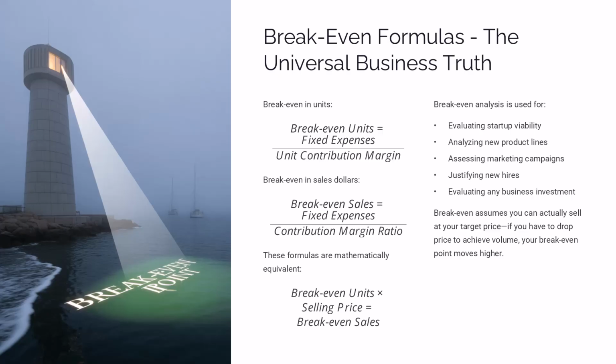The advanced application that consulting firms love is multi-product break-even using weighted average contribution margin, calculated as break-even equals fixed costs divided by weighted average CM, because real businesses sell multiple products, and you need to understand how product mix affects break-even, which is why McDonald's can break even selling low-margin burgers, because high-margin fries and drinks improve the weighted average.